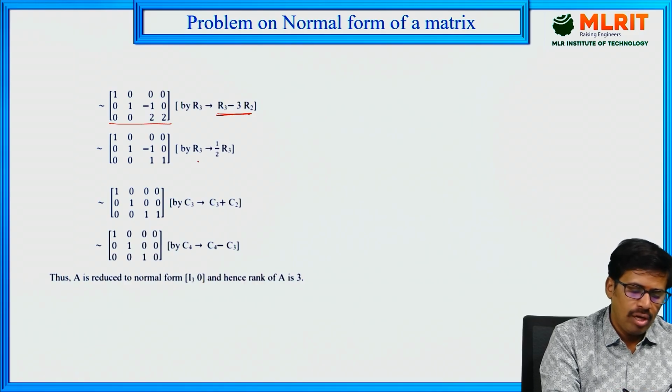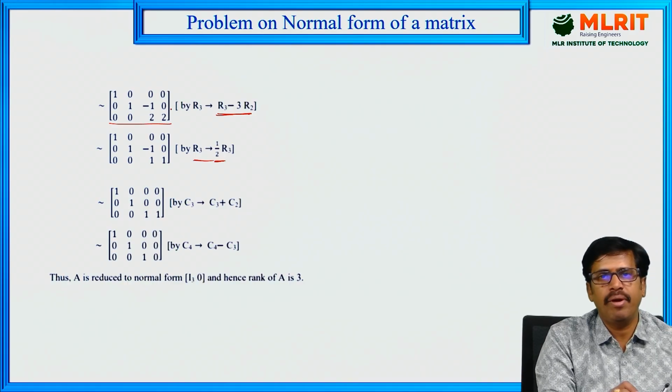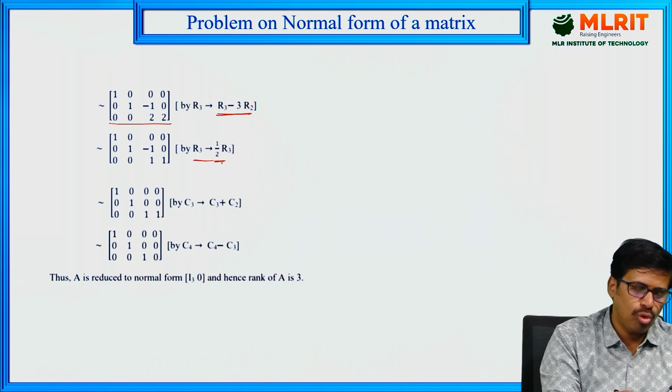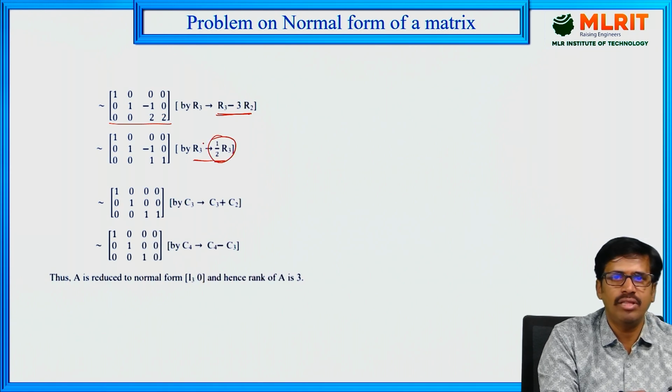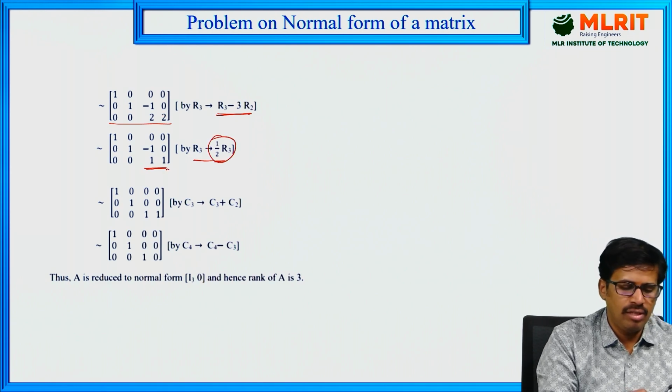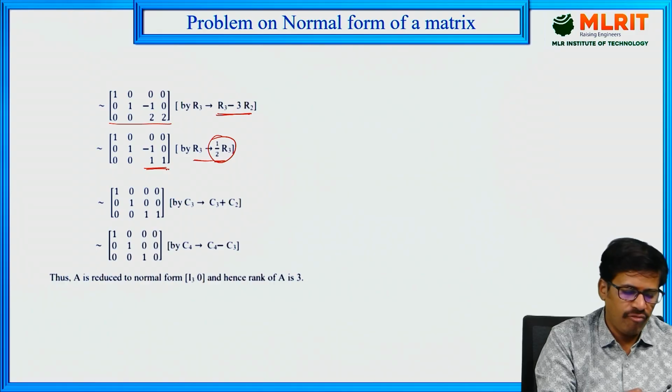Now R3 tends to 1 by 2 of R3. Since I want identity matrix, means 0, 0, 1, 0. So here we have 2. So we are dividing R3 with 2. So we get 0, 0, 1, 1.